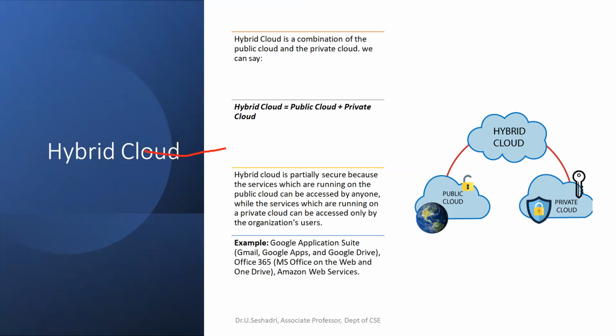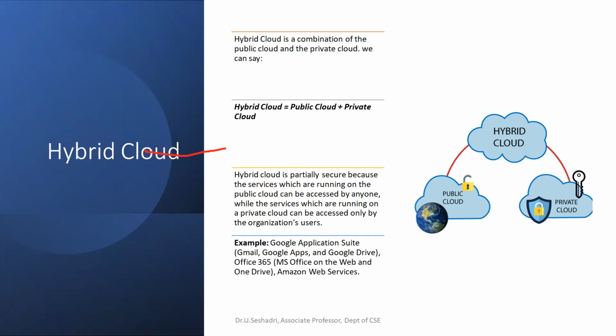Hybrid cloud is partially secure. Why? Because the services which are running on public cloud can be accessed by anyone, while the services which are running on private cloud can be accessed only by the organization's users. That's why the hybrid cloud is partially secure, because it is the combination of public and private. Public cloud can be accessed by anyone, whereas the private cloud can be accessed only by users within the organization.